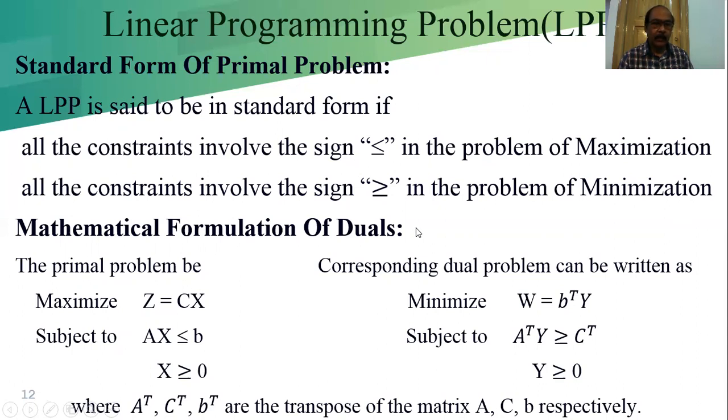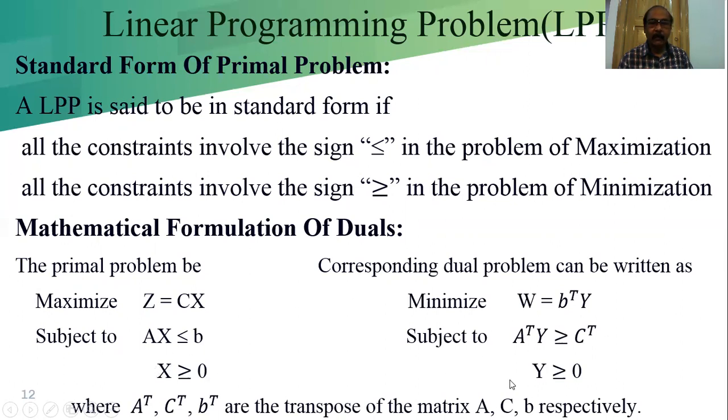Mathematical formulation of the dual. Suppose this is our primal problem: maximize Z equal to Cx subject to the constraints Ax less than or equal to B. We converted all the constraints to the less than or equal to type for a maximization problem, with all x greater than or equal to 0, the non-negativity conditions.